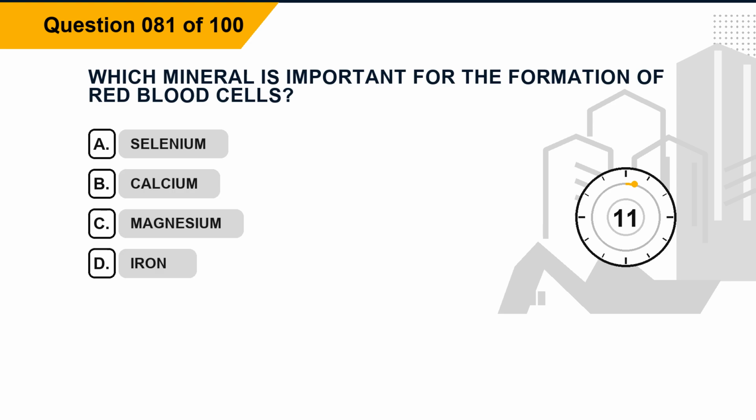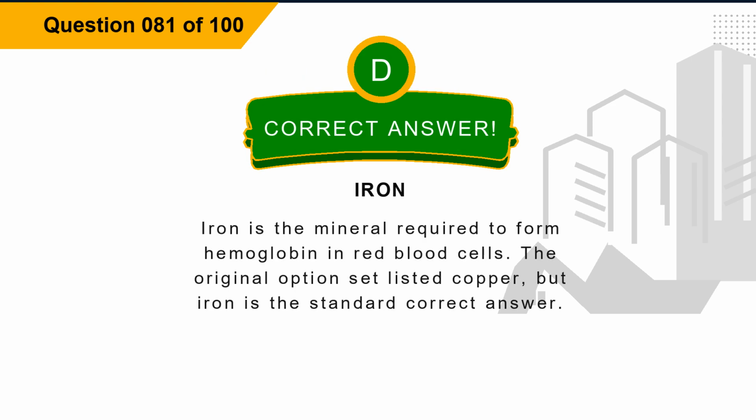Question 81. Which mineral is important for the formation of red blood cells? Option A, selenium. Option B, calcium. Option C, magnesium. Option D, iron. The correct answer is option D, iron.